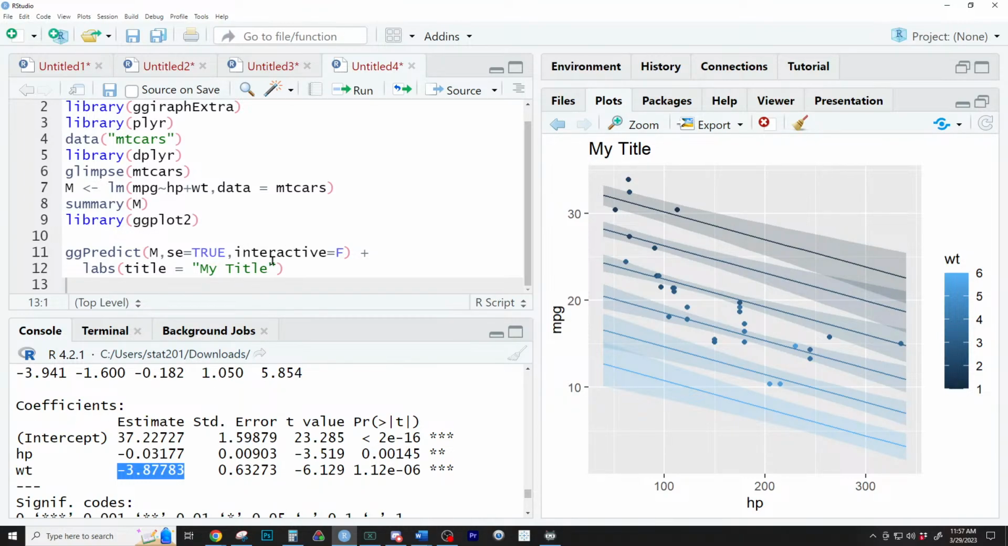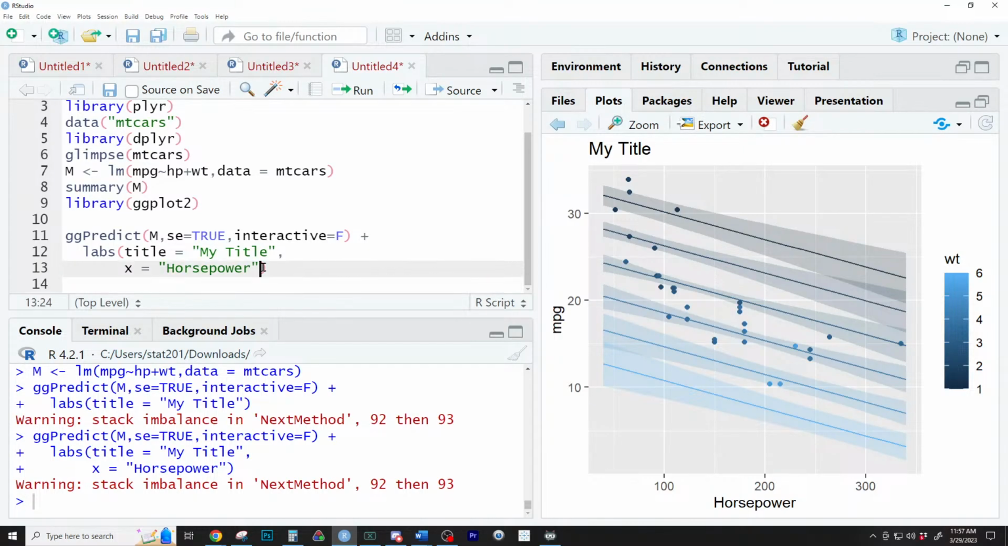And we can add all the titles. We can change the X title to, so x equals horsepower. I think it's one word right there. So that's a lot better. And then this is what we try to focus on in our class.